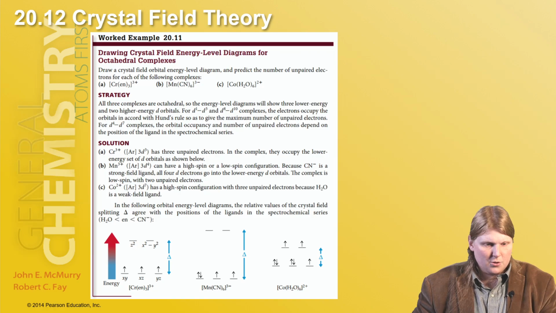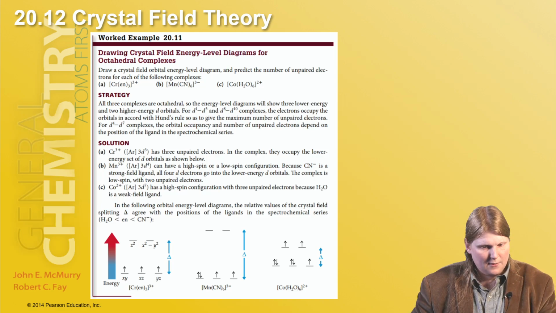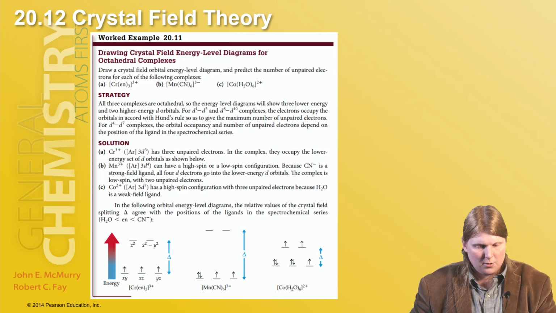So they look here, so this one's got 3 around it, but that actually ends up being so it has 3 unpaired electrons, and in a complex, they occupy the 3 lower sets. So they draw that one down below. In the next complex, they say, okay, these can have a high spin or low spin because it's a strong field ligand. All 4 d electrons go into the lower.